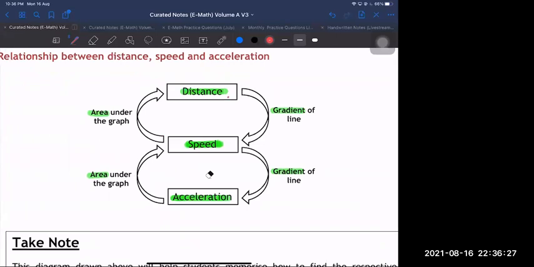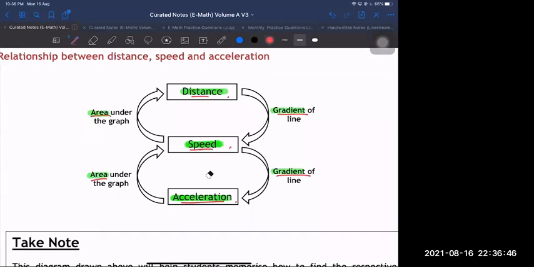If you're given a distance time graph, want to find speed, use gradient. If you're given a speed time graph, want to find acceleration, use gradient. If you're given an acceleration time graph, want to find speed, use area. If you're given a speed time graph, want to find distance, use area.